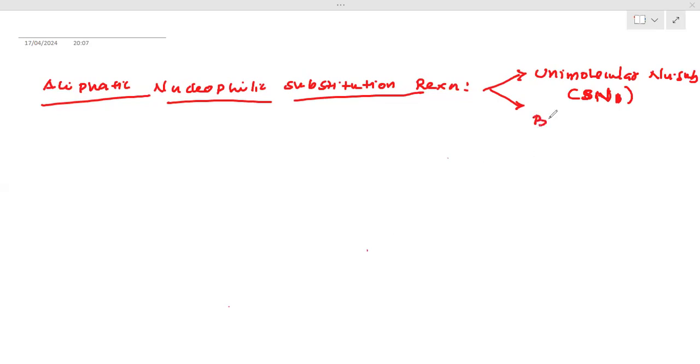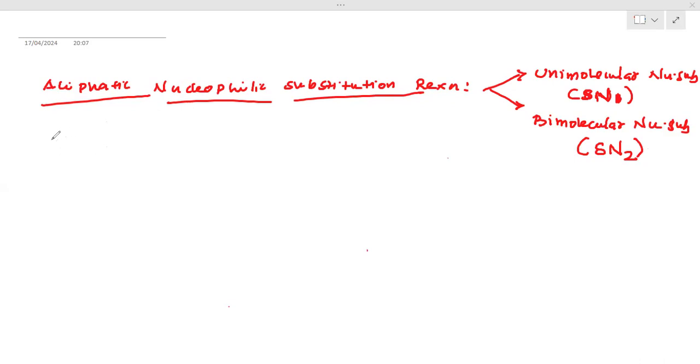The next one is bimolecular nucleophilic substitution reaction, which is bimolecular, 2, nucleophilic and substitution reaction, SN2. There is another possibility too, the internal assessment. First we'll complete this, then move on to the reaction mechanism.